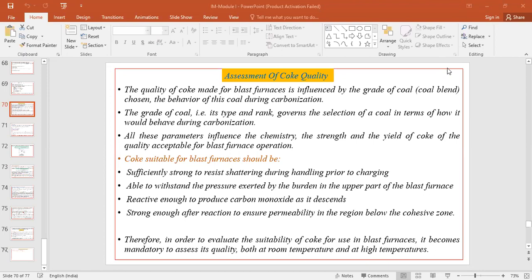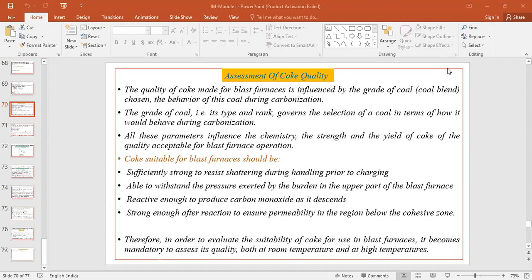So, in the last class, we discussed the coke making process. In fact, in the last few classes, we were discussing the coke making process through both the non-recovery as well as the byproduct coke oven process. So, in today's session, we will see whatever coke we have produced by both the processes.